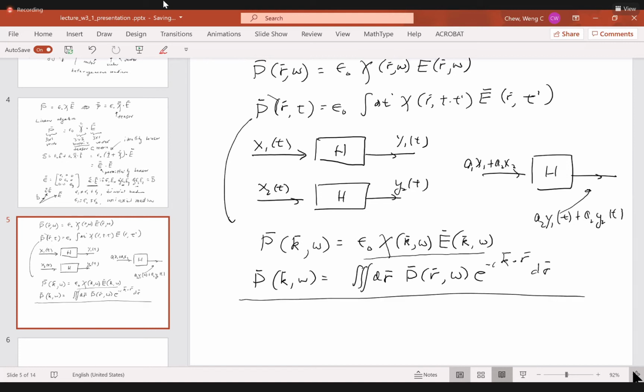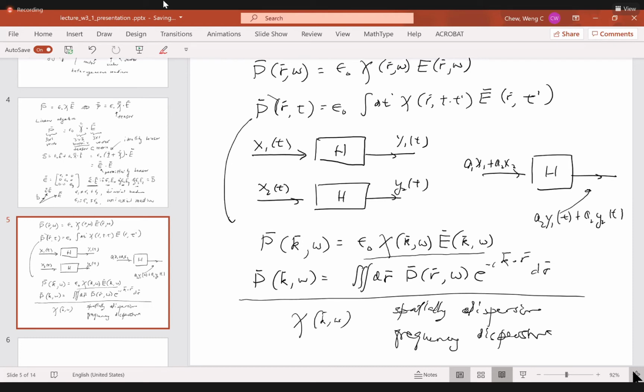And when you have this kind of thing, then chi of k, omega, is spatially dispersive as well as frequency dispersive. You don't have to know this concept in this course. I just want to generalize it so that you know that this kind of concept can be generalized to a spatial dispersive medium as well as frequency dispersive medium.